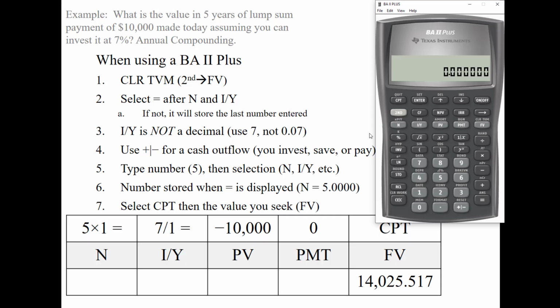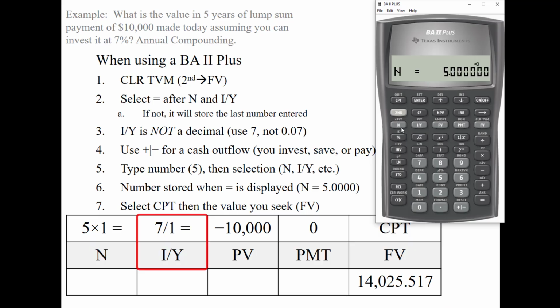And so the first thing we always want to do is make sure that we clear our time value of money worksheet by hitting second and FV. Then we'll type in our inputs. Our first is going to be our number of time periods, and that's going to be 5 times 1 equals. And then I'll select N.